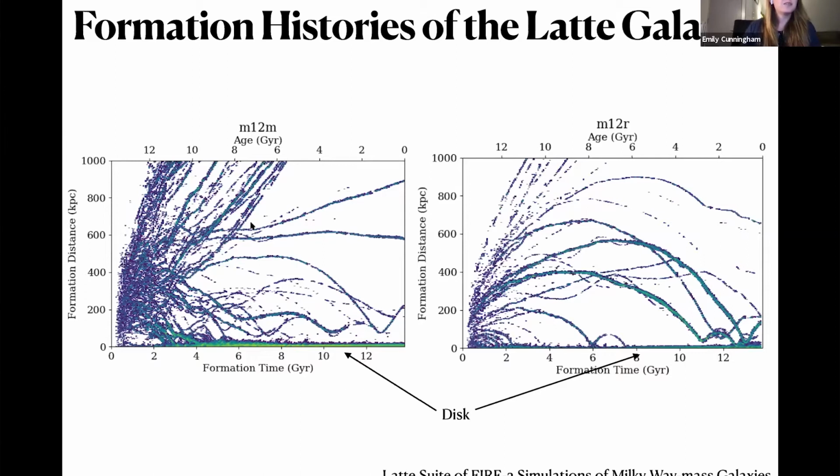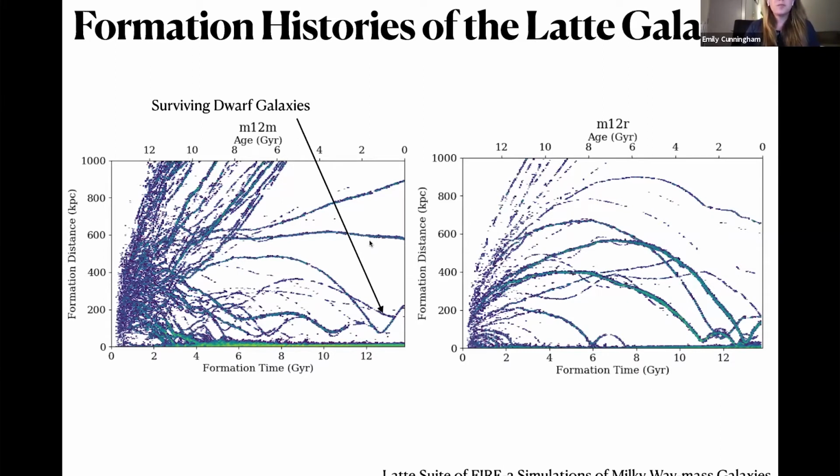In contrast, these streaks out at higher distances correspond to stars forming in dwarf galaxies. And some of these dwarf galaxies survive until present day. So we can see a star-forming dwarf here in the simulation M12M that is still forming stars at present day. But we also see stars that form in dwarf galaxies and then interact with the disk and become disrupted.